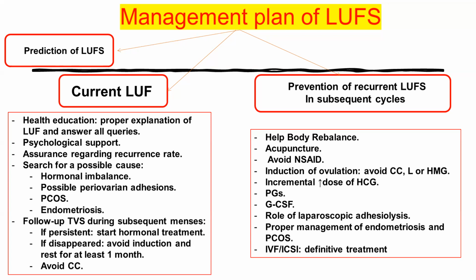This is how to treat a current case of LUF, but prevention of recurrent LUFs in subsequent cycles is another line of management. This can be achieved by helping the body rebalance, acupuncture, avoiding non-steroidal anti-inflammatory drugs, selection of another type of ovulation induction, incrementally increased dose of HCG, prostaglandins, GCSF, laparoscopic adhesiolysis, and proper management of endometriosis and PCOS. And lastly, IVF-ICSI is the ultimate treatment.